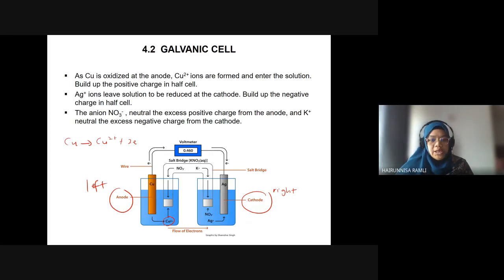So normally if there is too much Cu2 plus, the charge builds up. So this NO3 minus, the negative ion, will neutralize the Cu2 plus so that there is no excess positive charge. Okay, the same for the case here. So on the right side, Ag plus ions leave the solution to be reduced at the cathode. Now this one will go to Ag, so it becomes Ag. So it builds up the negative charge. In this case, you don't actually see the negative there, but it will become negatively charged in the solution. So if there is excess, this K plus from the salt bridge will neutralize the excess charge from the cathode. Okay, this is one of the functions of the salt bridge.